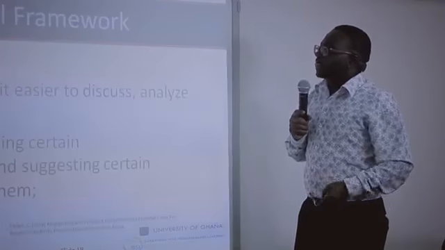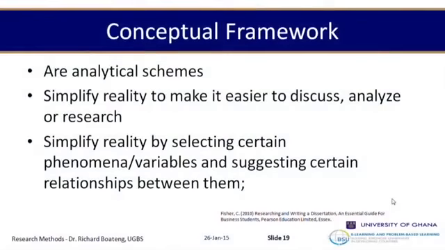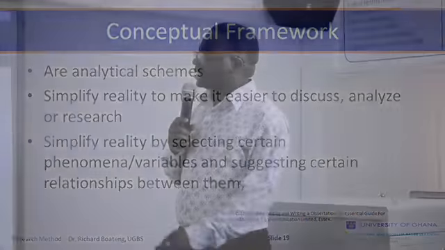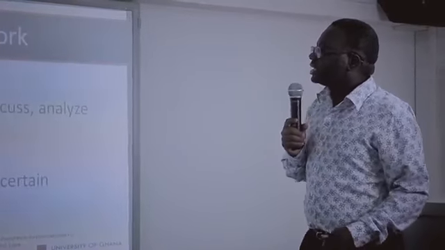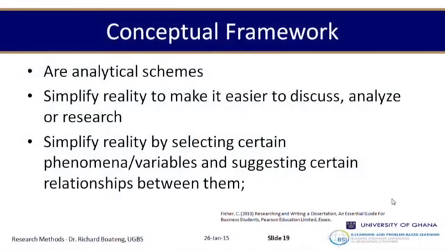Good. Now, conceptual frameworks are in their form analytical schemes. Why? They try to simplify reality to make it easier to discuss and analyze or research on. So students going to the mall, how can you break it down for people to understand? I can break it down by trying to say that there could be factors that could lead to students going to the mall, which are interrelated: the knowledge about the mall, peer influence, and income. That's all. So they simplify reality by selecting certain phenomena or variables and suggesting certain relationships between them.